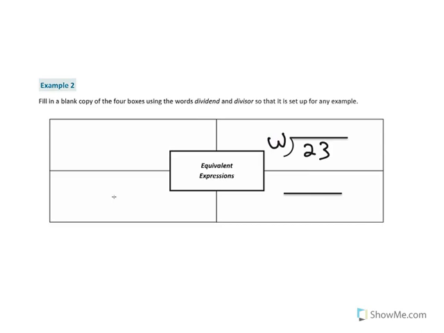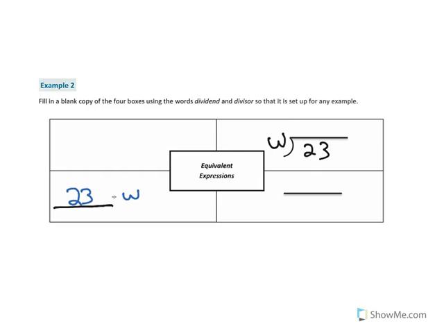Now we'll start in the upper right-hand corner with the W on the outside and the 23 on the inside. Now let's see what you remember. Which number is the dividend and belongs on the left-hand side of the division sign? Well, 23 is our dividend, and therefore it belongs on the left-hand side. That makes W our divisor and belongs on the right-hand side.